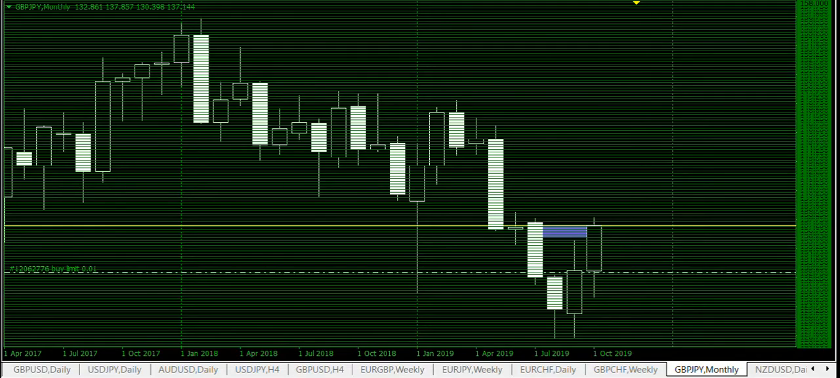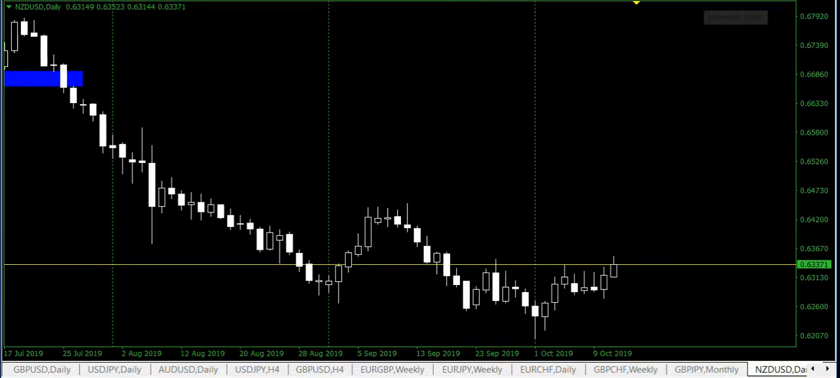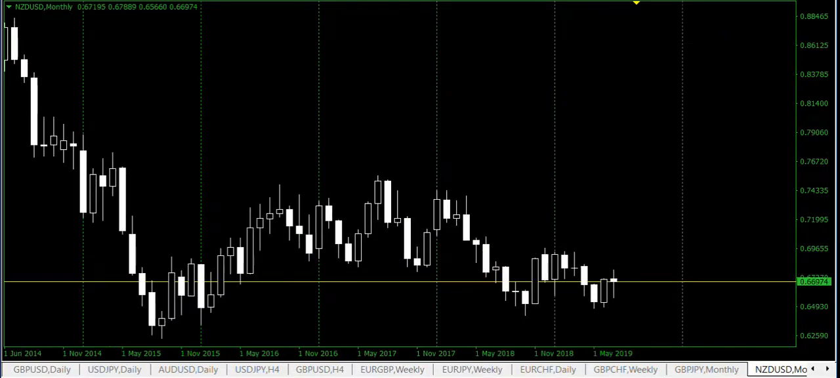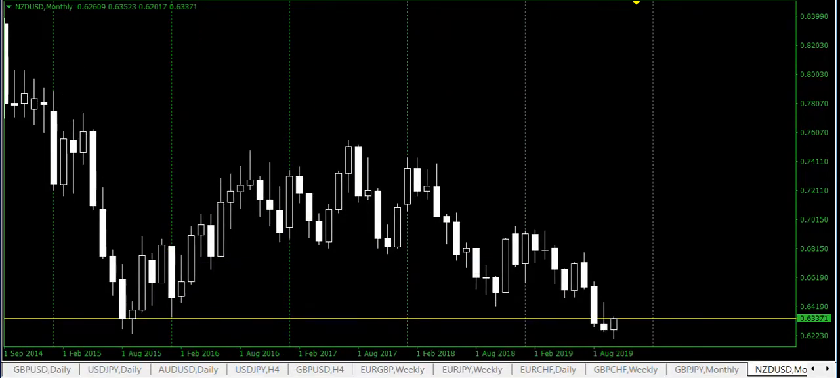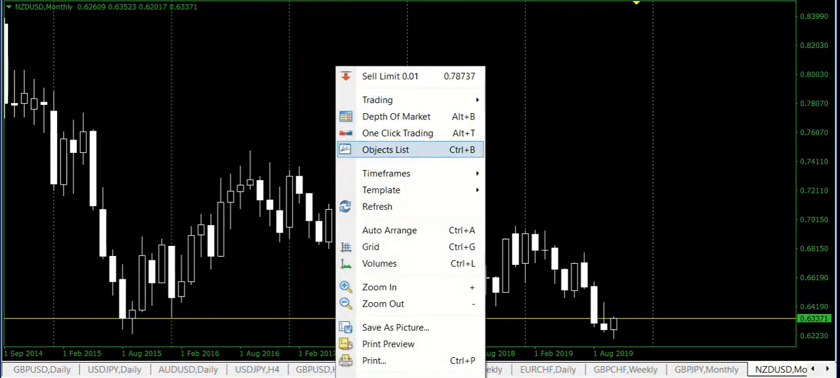Next currency pair. Oh, the good old New Zealand to the dollar. This poor thing can't get a bid to save its life. The old dead currency pair. Is anybody trading this thing? Where's the drama?